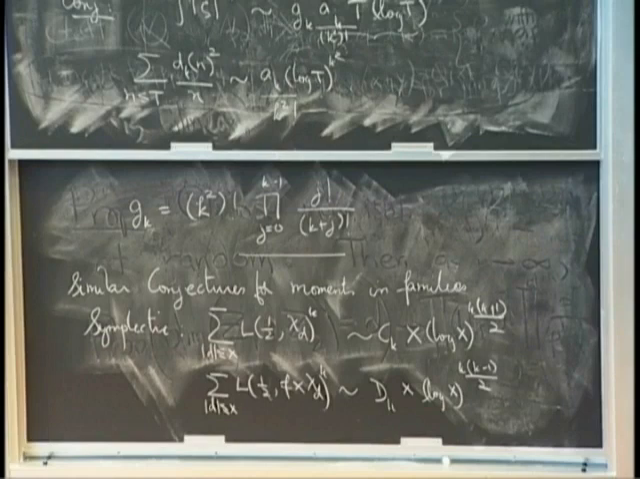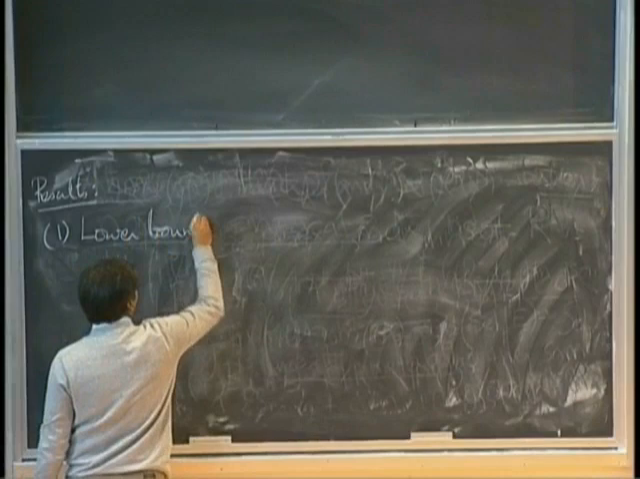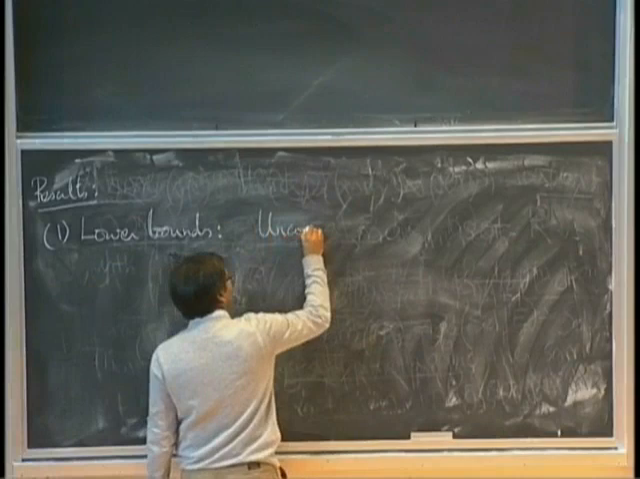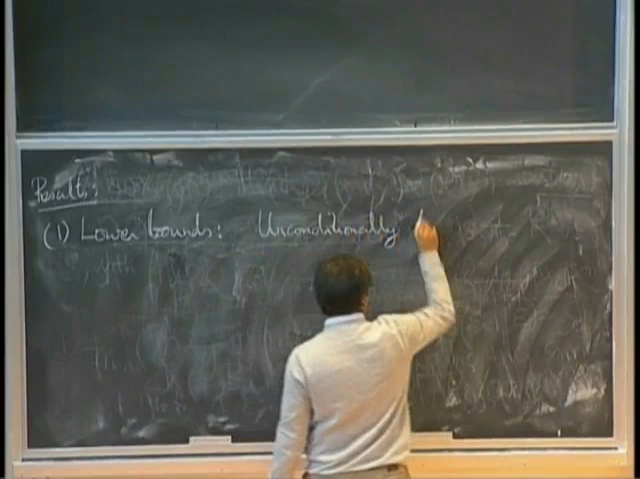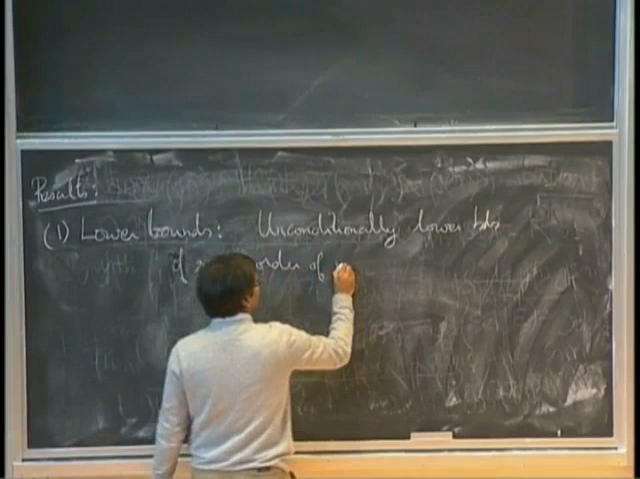So there are three kinds of results that we know. So one is lower bounds. Now the theory here is, I think we now completely understand lower bounds, and we can basically prove unconditionally lower bounds of the right order of magnitude in most interesting cases. Let me say in many cases.